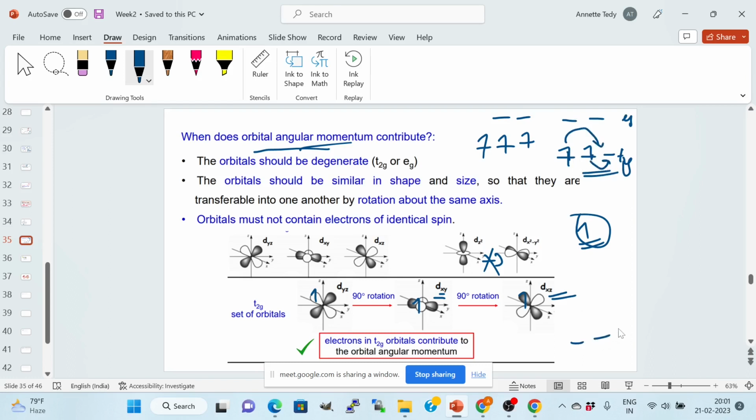But if I have a case where one electron is here, this is the Eg set, this electron cannot go here because these orbitals are not interconvertible. So in this case, we don't have orbital angular momentum. Here we have. Is this clear? Degenerate means having the same energy. Like here we have three orbitals, right? dxy, dxz, dyz, they all have the same energy. That is what degenerate means.